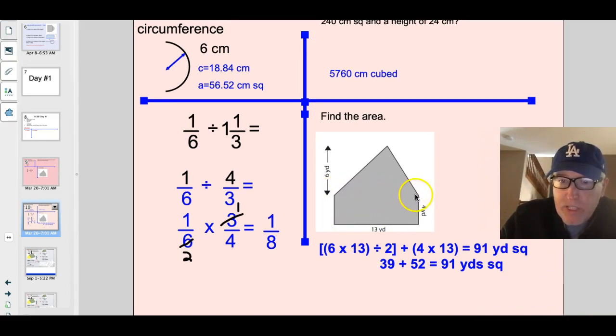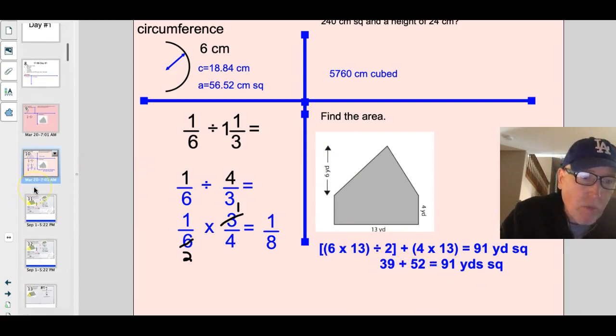Well, if you want to divide this, I would divide this into a triangle and then a rectangle. So the rectangle is easy. That's the 4 times 13 part. You've got that down. 4 times 13 is 52. But over here, the base is going to be 13 and the height is 6. So you have the 6 times 13. That's a triangle, so you divide it by 2. You got 39 plus 52 is 91 yards squared.